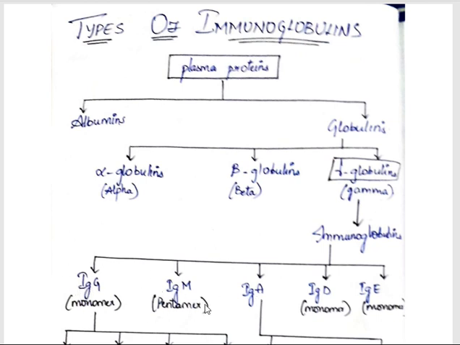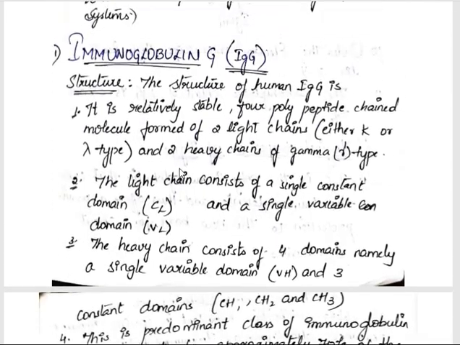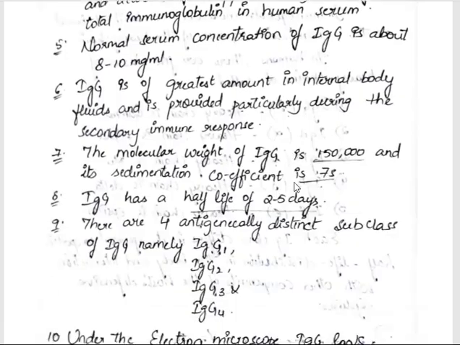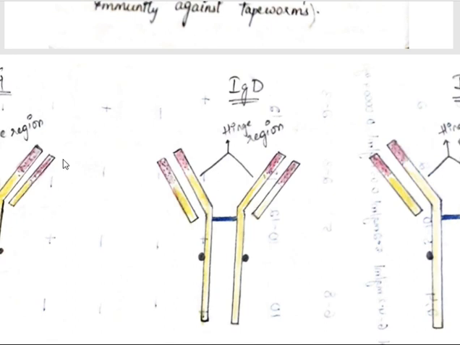So let's begin with the first one, IgG. Here is immunoglobulin G or IgG, and the structure of human IgG possesses four polypeptide chains, the same as we have read about in the structure. If you look at this, this is the structure of an IgG, and it is relatively more stable in its nature. How many polypeptide chains are there? There are four polypeptide chains, and these are all linked with one another by disulfide bonds.